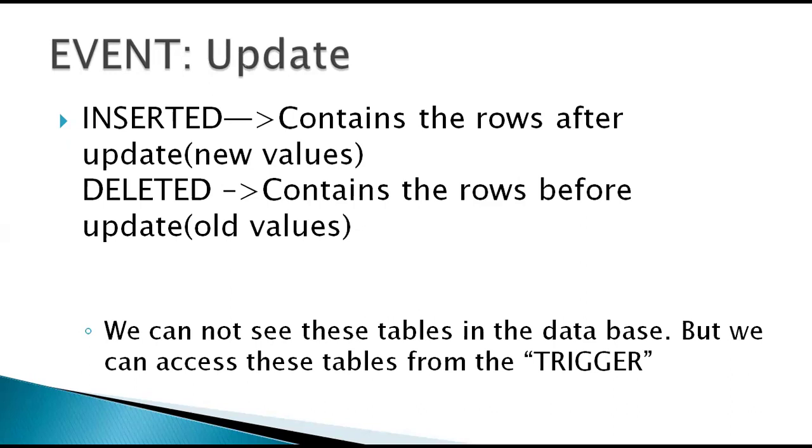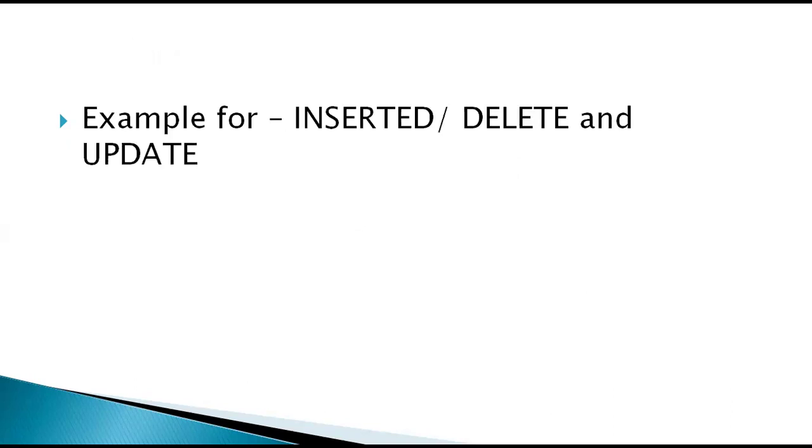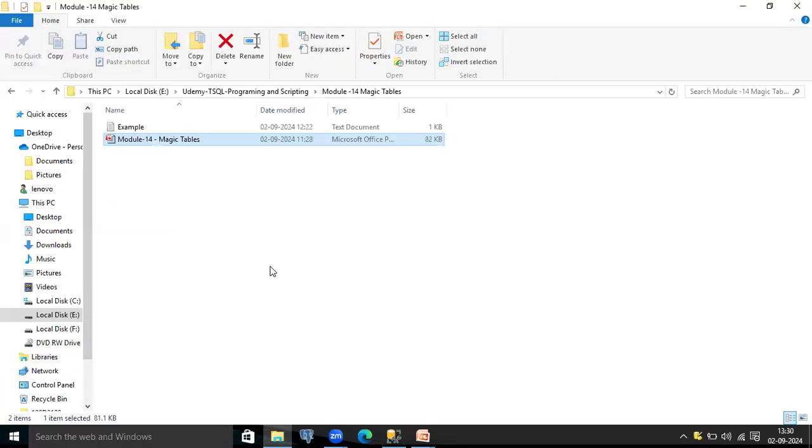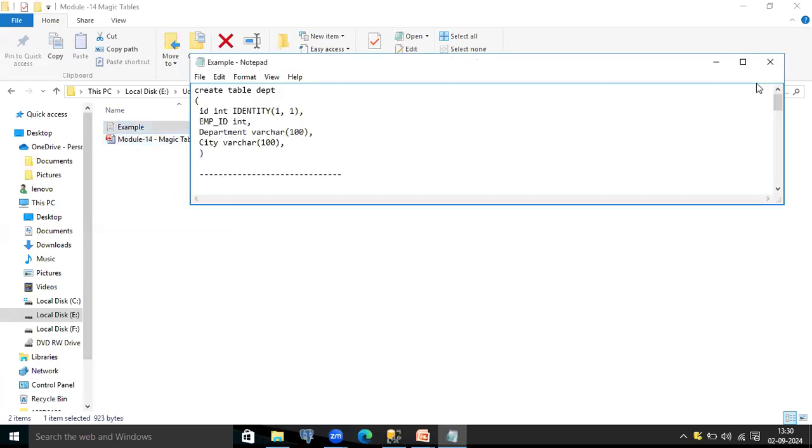So we cannot see this table in the database, but we can access this table from the trigger. Once we start the practical, we will see. Now we are going to start the practical for data insert and data delete. We are going to write some triggers. So let's jump to my example.